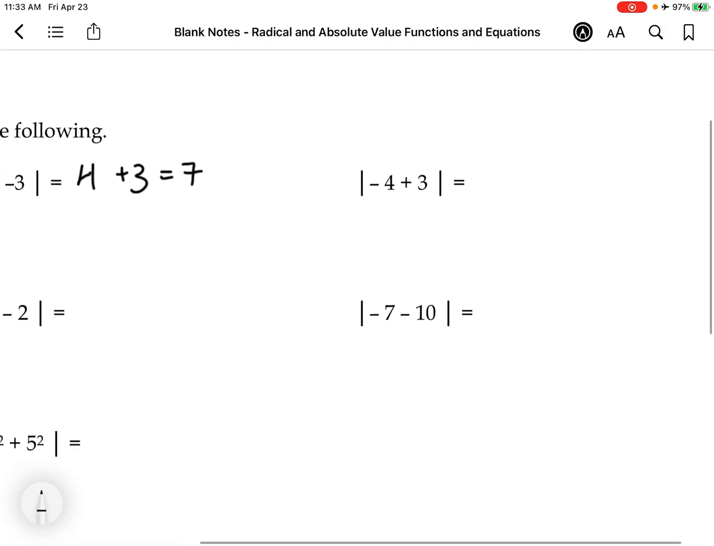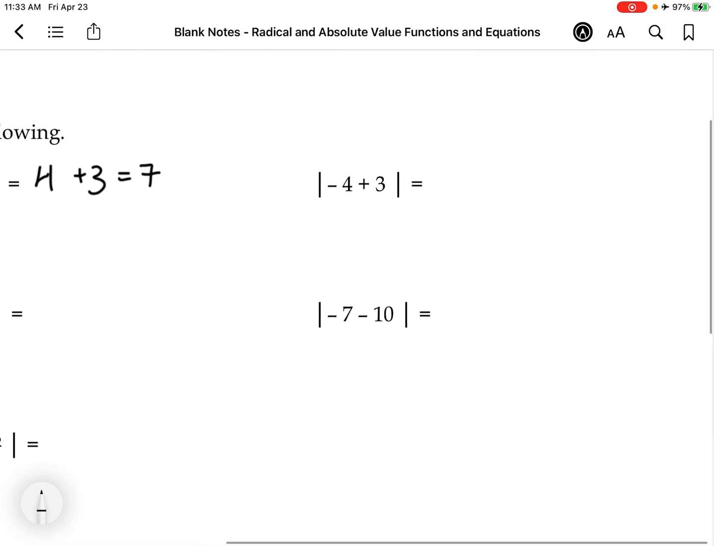Okay. For the next one, the absolute value of -4 plus 3, the absolute value of all of it. Well, you almost want to treat this like brackets. We have to do this first. Okay, so -4 plus 3 is -1. So this is the same as the absolute value of -1, which is 1.